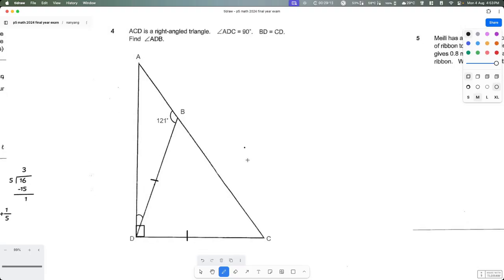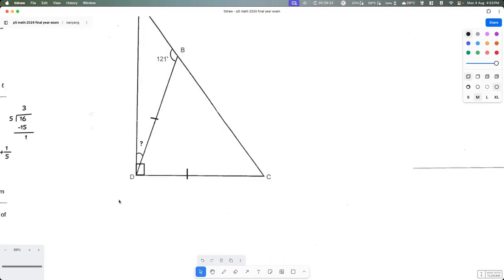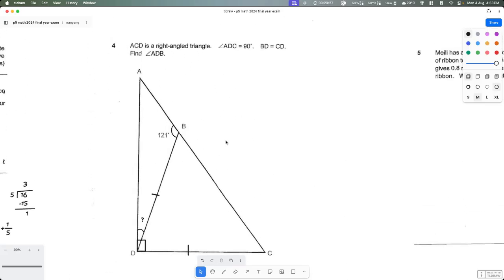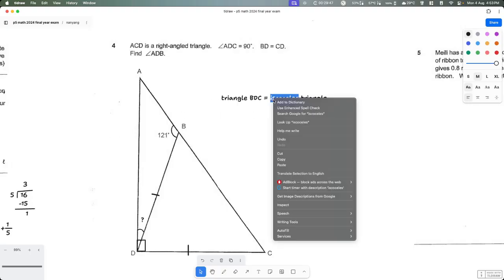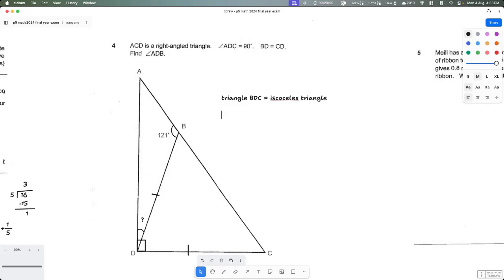All right, so find ADB. So what I'm going to do is put a question mark. So we know that in this case, triangle BDC is an isosceles triangle. Okay, so we want to get the angle over here.